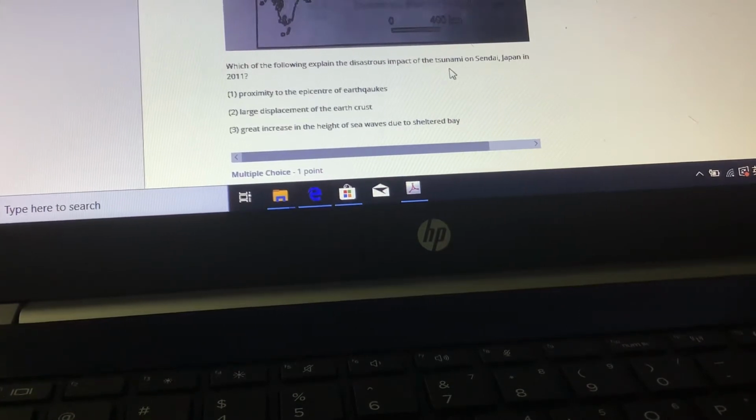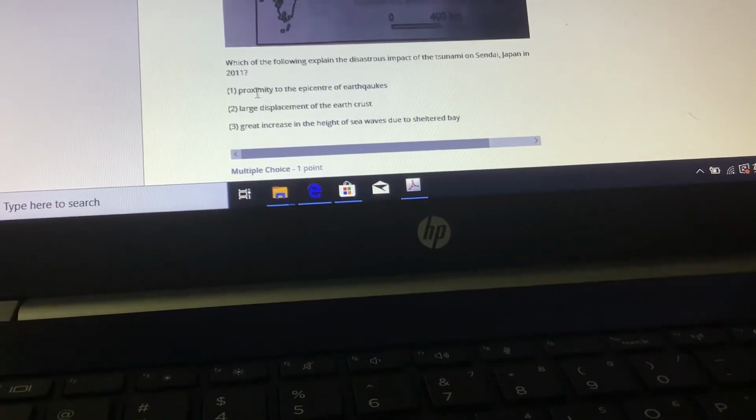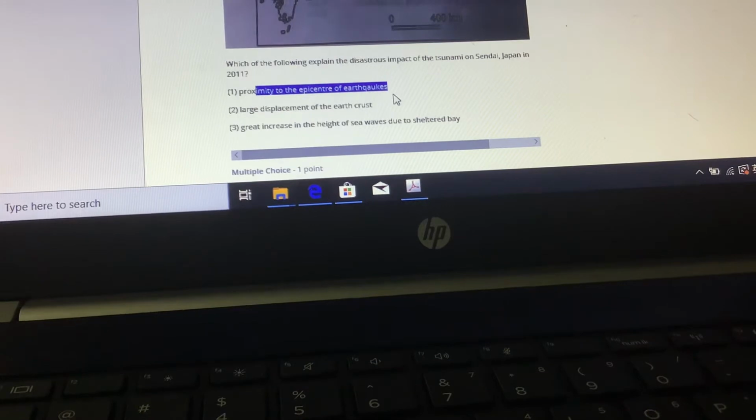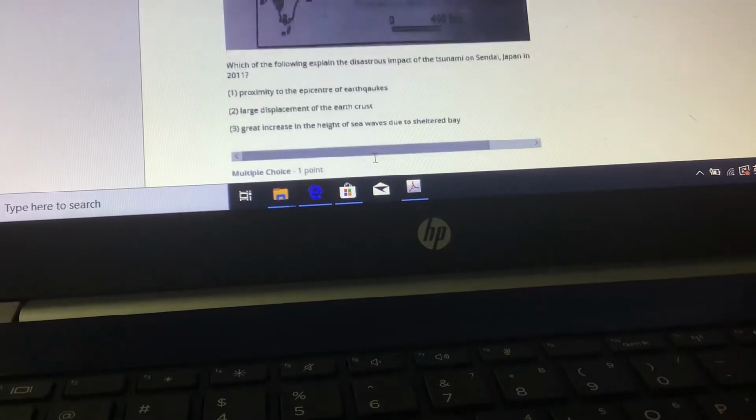Okay. How about this? You can see earthquake is taking place in Sendai. Which is the 311 earthquake. Why was there a disastrous impact of the tsunami in Sendai in 2011? Proximity of the epicenter. Proximity means near to it. Proximity to the epicenter of the earthquake, which is this, because it's really quite near. Really quite adjacent to Sendai. Large displacement of the earth crust. This one is correct. Okay.